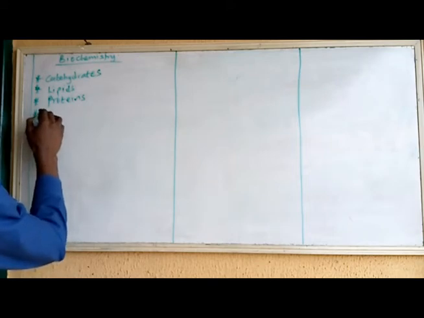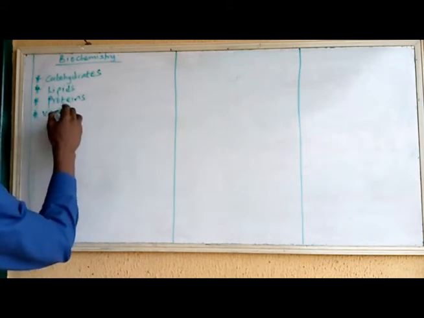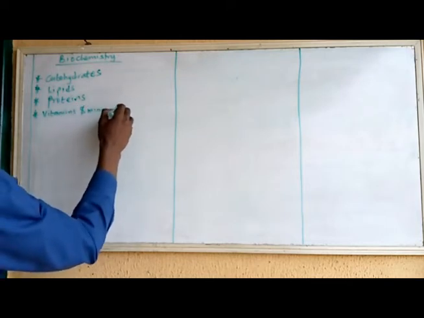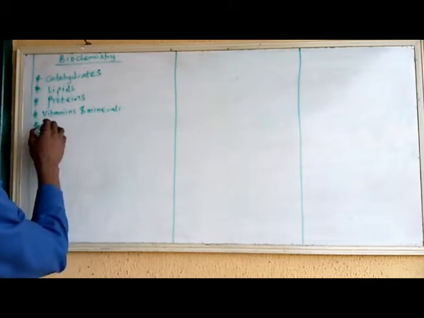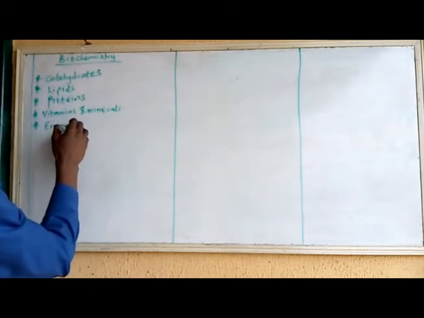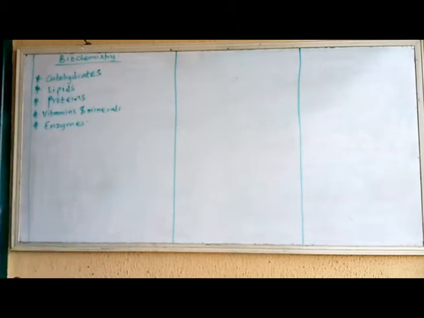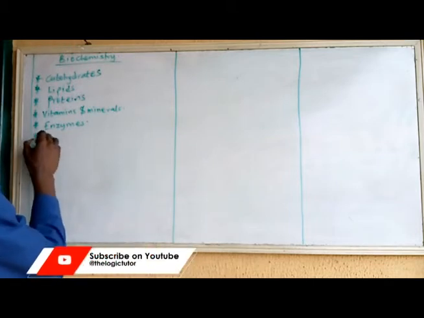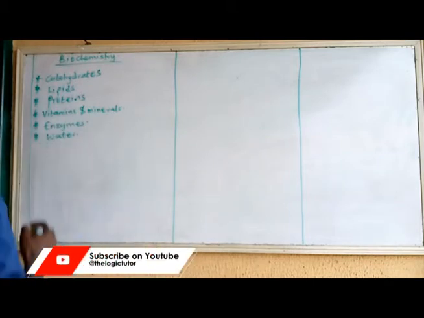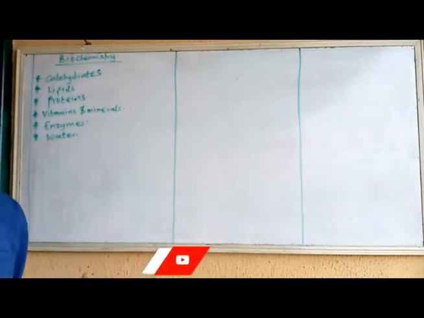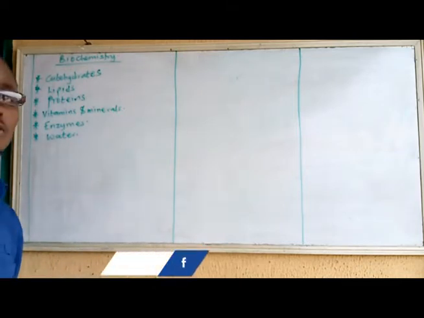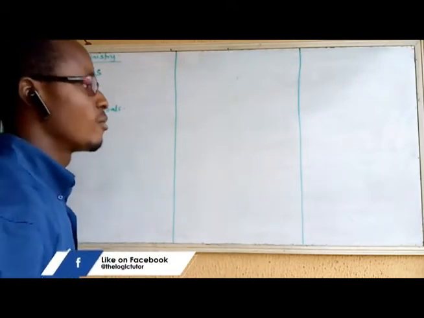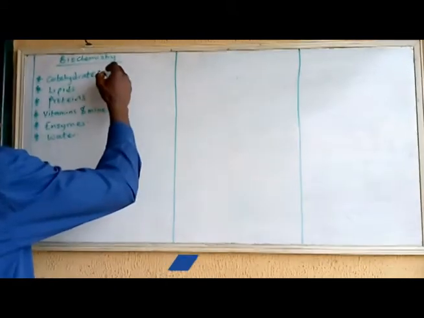We have vitamins and minerals. We have enzymes. Enzymes can be proteinous, and we also have enzymes in general. Then we have water. These are the compounds that are present in living matter. They are the major components of living matter. Actually, water is about 70% of living things. But anyway, we are going to start with carbohydrates today.